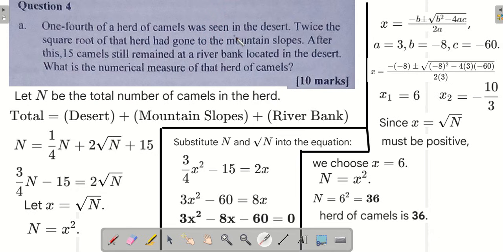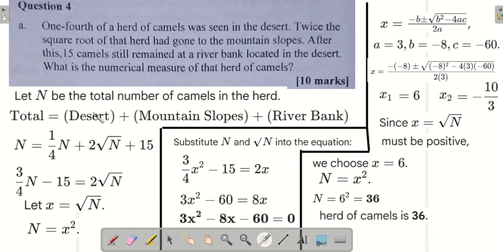From the question, 1/4 of the total was seen in the desert, so 1/4 of n was seen in the desert. Twice the square root of the herd had gone to the mountain, so it means that twice the square root of n has gone to the mountain slopes. Then after this, we still have 15 camels remaining at the river bank.